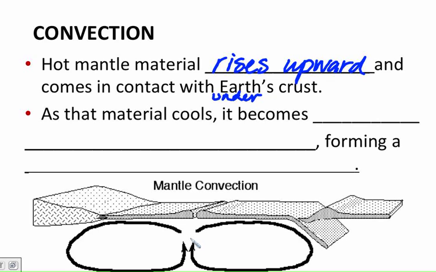As that material works its way up through convection, it comes in contact with the bottom part of the Earth's crust. And I'd like it if you could grab out a color, like a pink or a red or something, and just go ahead and shade in that area with a red arrow, reminding us this is our warm material.